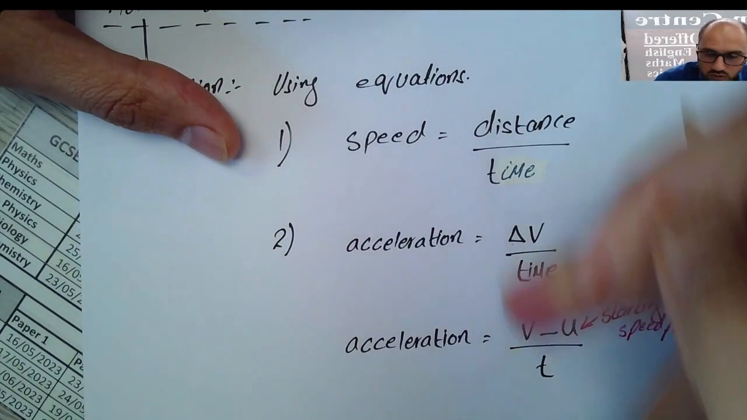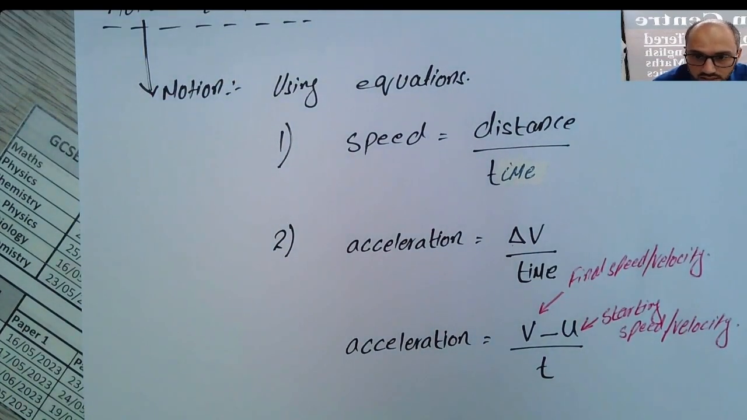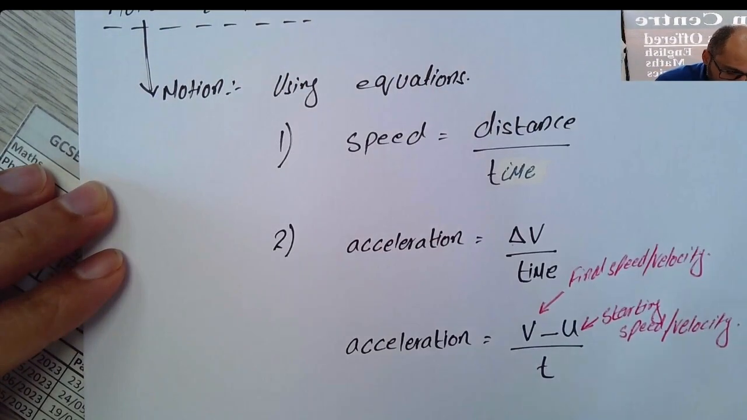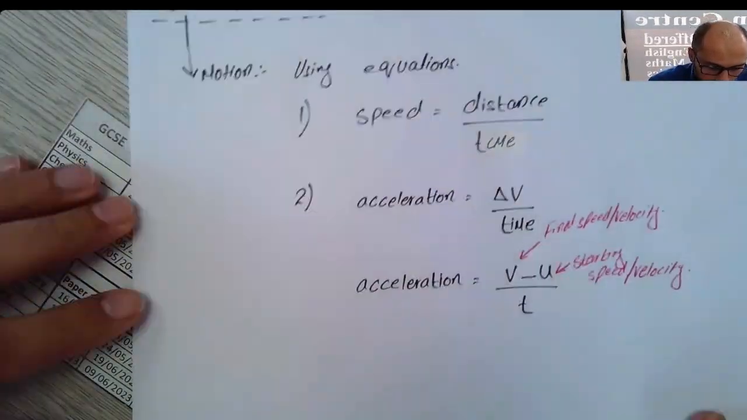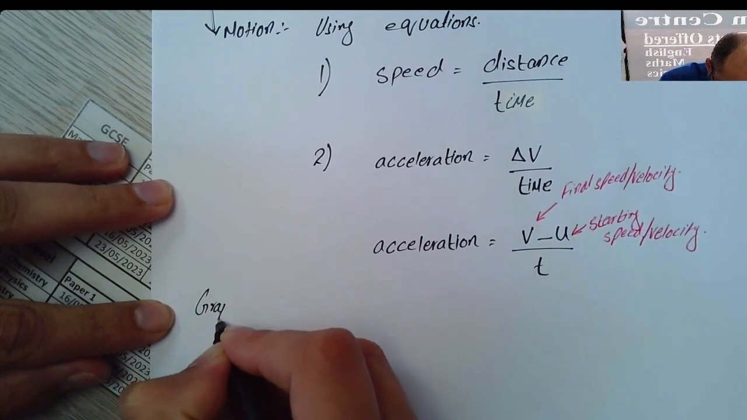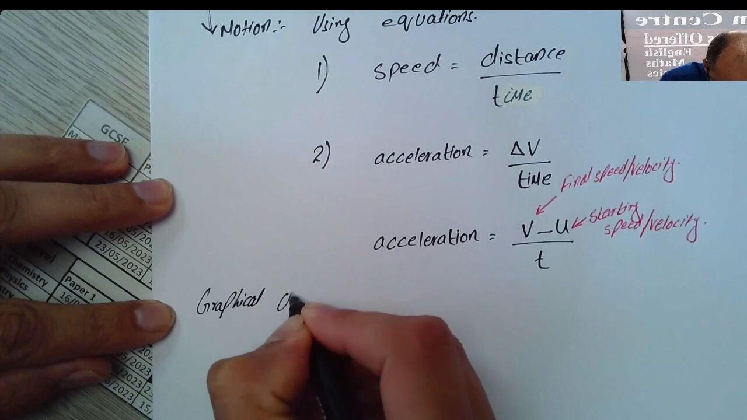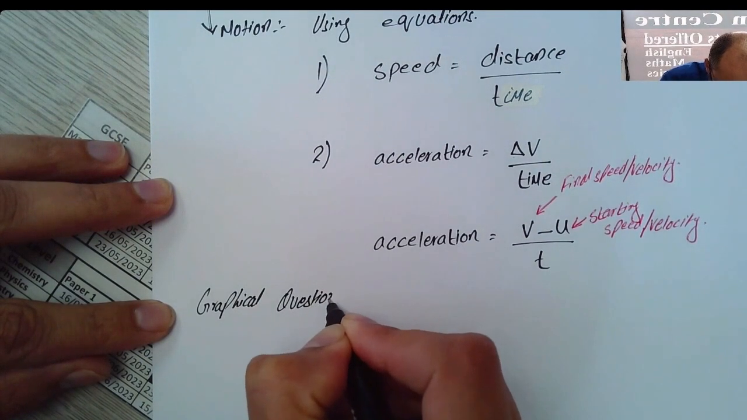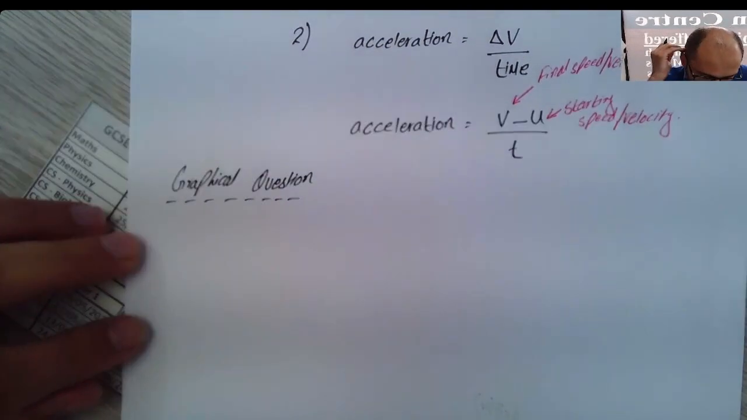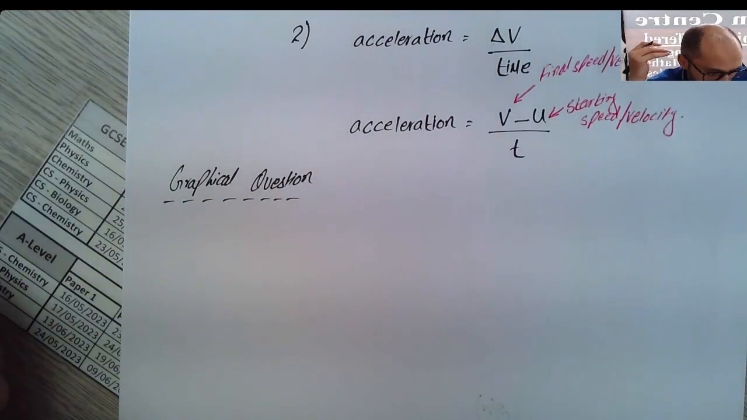Now which equation you will use in your exam will depend on the data that will be provided to you in the question. So reading question is extremely important. So I can say this is about using equation. The second thing that you need to know when it comes to motion is graphical questions. There are two types of questions which can appear on graphical questions from this section of this topic.